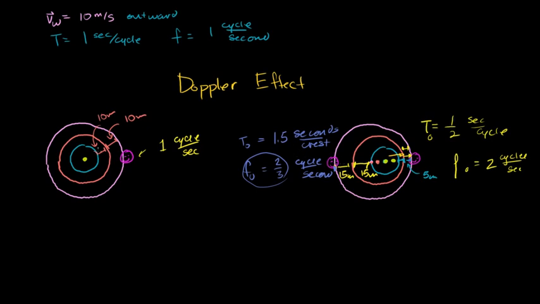And hopefully drawing it out this way gives you a visual understanding of why that is, why these points on the cycle or these crests are closer together when it's moving in your direction, and farther apart when it's moving away from you. In the next video, we'll do this with more abstract numbers, so we can actually figure out generalized formulas relating the observed frequency with the emitted frequency.